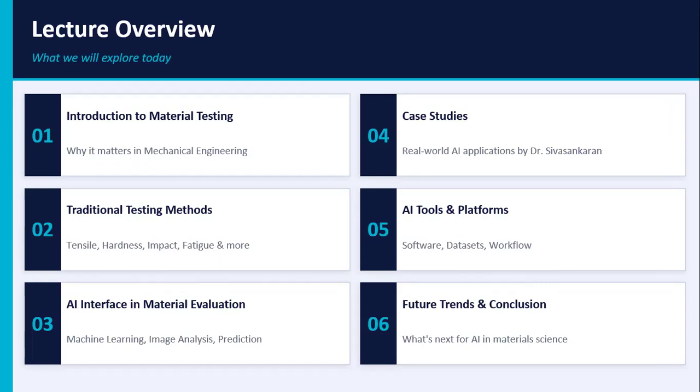Second, what are the traditional testing methods used in mechanical engineering to evaluate material properties? The third one, integration of artificial intelligence and machine learning models in material evaluation. Fourth, real world case studies demonstrating AI application and its capabilities. Fifth, AI tools and software platforms used in materials research. And finally, we will look at the future trends and emerging opportunities in AI driven material science.